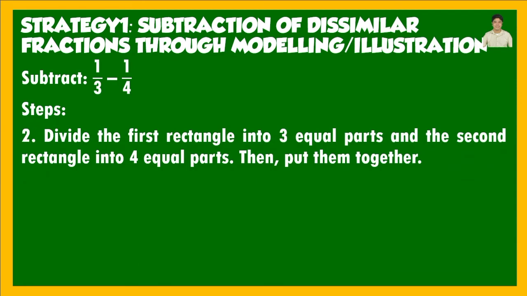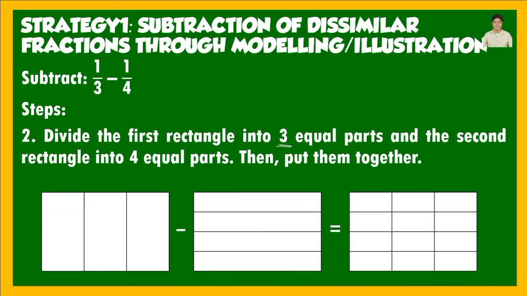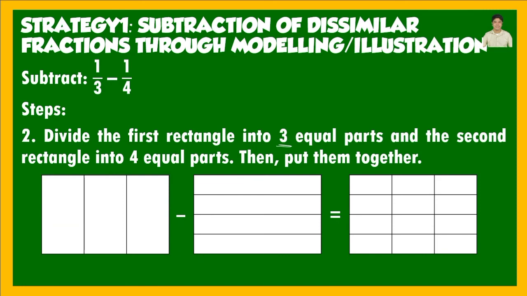Second step, divide the first rectangle into 3 equal parts and the second rectangle into 4 equal parts. Then, put them together. So, ganun din ang gagawin po natin dito. So, divide natin yung first rectangle into 3 equal parts dahil nga 1/3. Okay. And then, 4 equal parts naman yung pangalawa dahil 1/4. So, ito siya. Yung una nating rectangle is 1/3. And then, ito naman, 1/4. Tapos, pagsamahin po natin yung dalawang figure na yan, ito po ang magiging itsura niya.